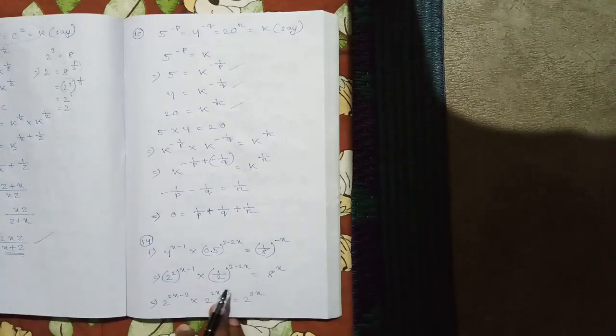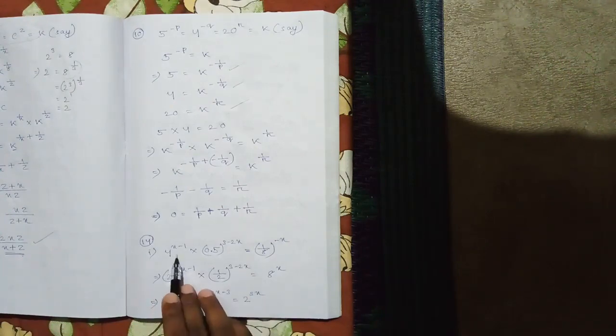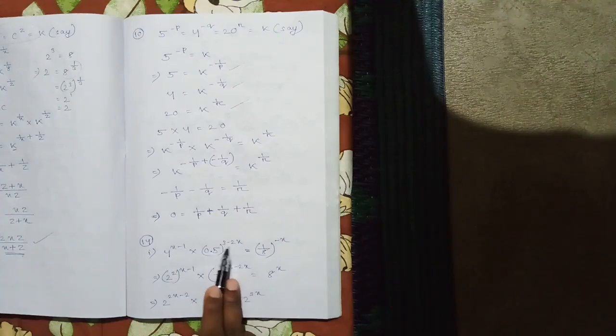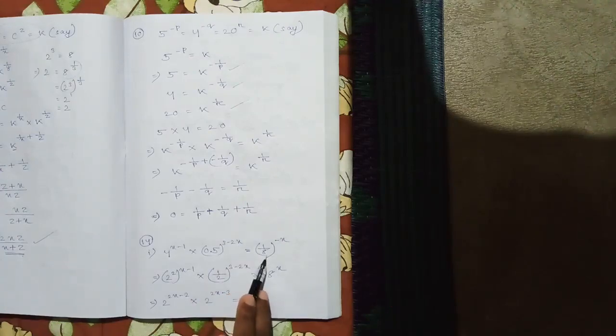Number 14, first bit. We have been given 4^(x-1) into 0.5^(3-2x) = 1/8^(-x), and we have to solve for x.